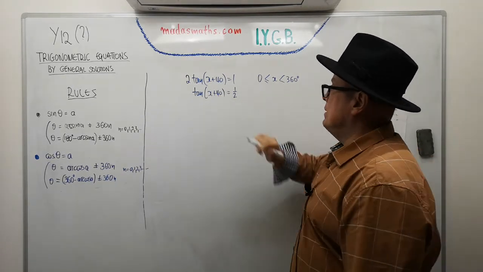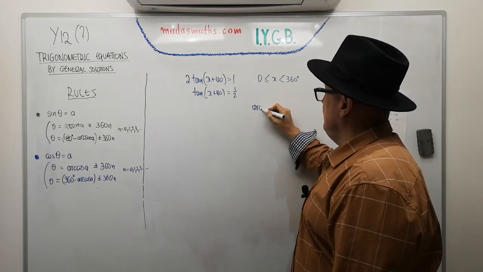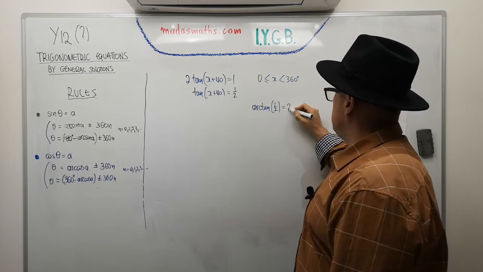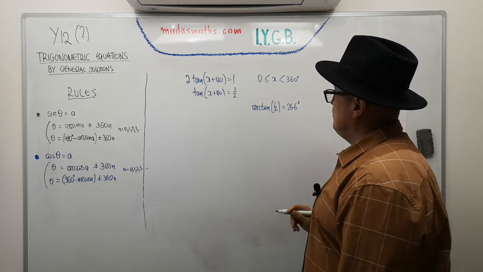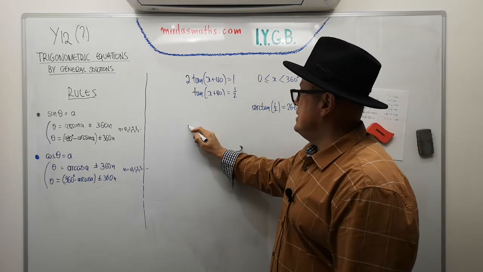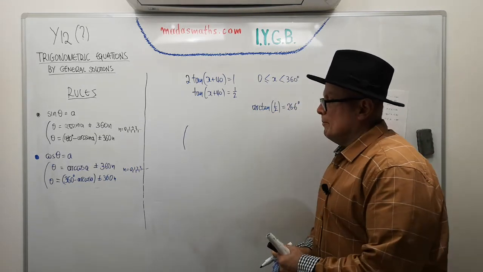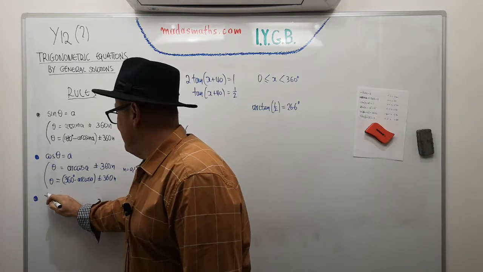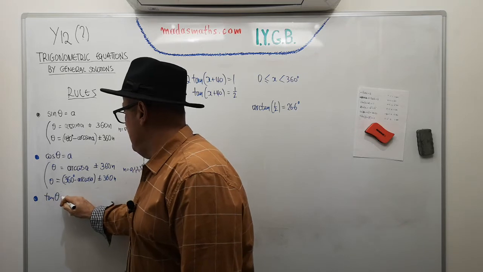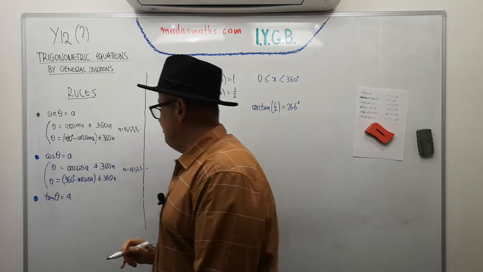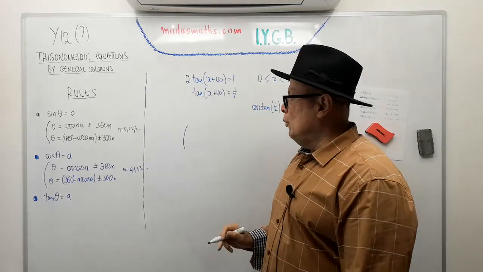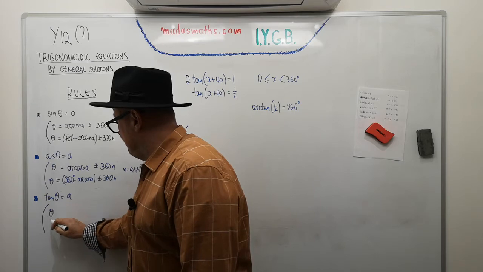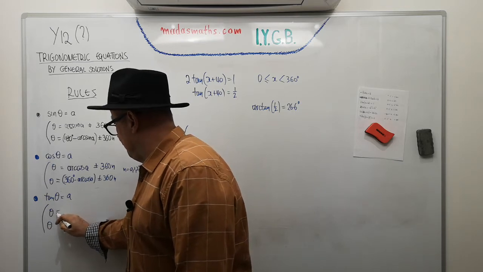Next thing, once I get to this particular line, is I need the inverse tan, the arctan of a half in degrees, 26.6 to 1 dp. And now I need to set my general solution. So let's write the third and final rule. This is my tan. The tan of theta is again some number, let's say a. So what are the rules now for the tan? Theta and theta, like the other 2.